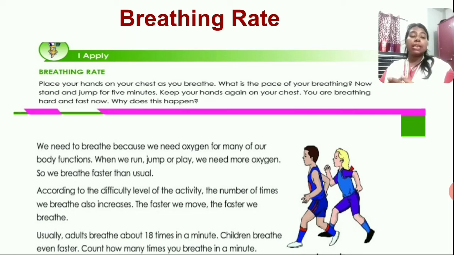We have also seen that adults breathe about 18 times in a minute, whereas children breathe even faster, 20 to 25 times in a minute. Yes or no? Yes.